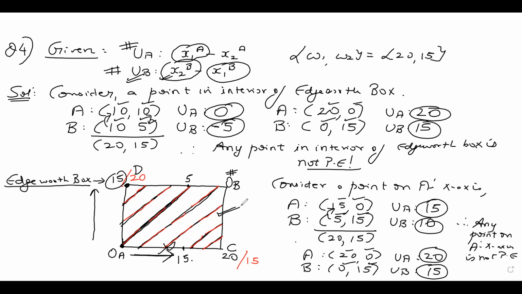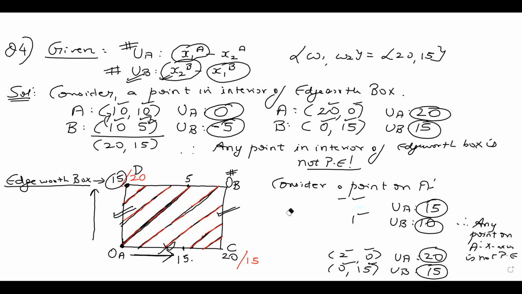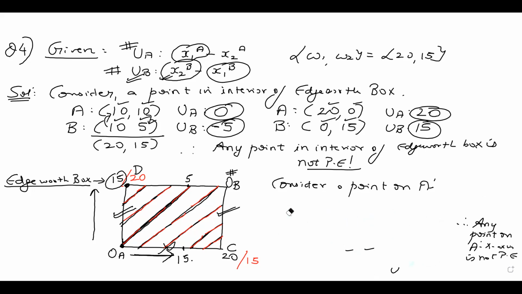Okay, so you will see that even that is not Pareto efficient. So let's take a point and we can quickly check. Let's take a point here on A's y-axis. Suppose I take a point on A's y-axis. Let's check whether that is Pareto efficient or not. So consider a point on A's y-axis.